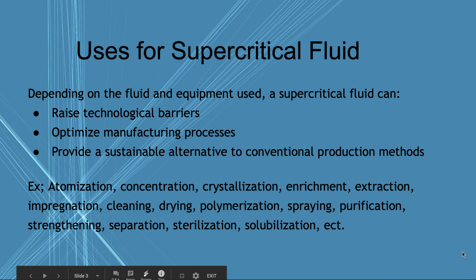Alright, so I'm going to talk about some of the uses for a supercritical fluid. Depending on the fluid and equipment used, a supercritical fluid can raise technological barriers, optimize the manufacturing process, and provide a sustainable alternative to conventional production methods. So some examples of this are crystallization, drying, polymerization, purification, and there are many more as shown below.